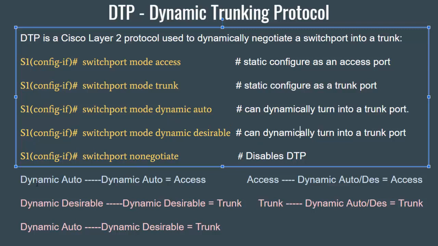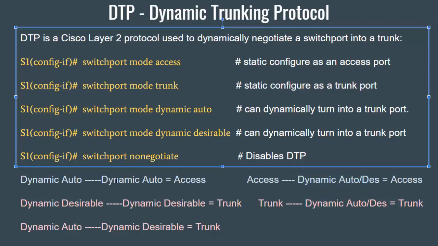Well, since the default is dynamic auto, if you have a connection from one switch to another, so let's say this is one switch and it connects to another switch and they're both in dynamic auto mode, you get an access port. If one side is an access port and the other side on the other switch is dynamic auto, you get an access port.